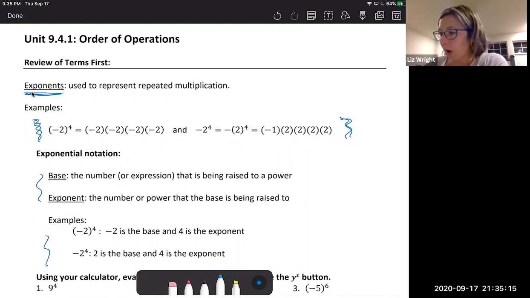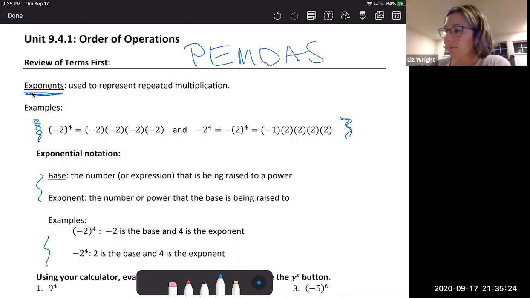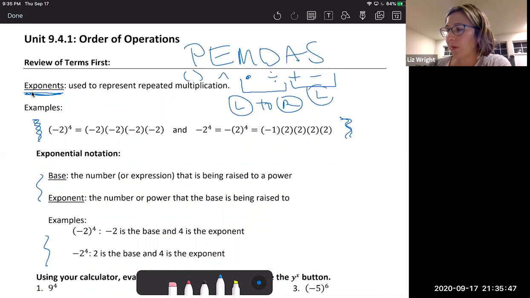So if you recall, order of operations, you probably grew up thinking about PEMDAS. I know that's how I was taught. P would be the parentheses, E was for the exponents, multiplication, and then division, addition, subtraction. Something I want to point out is that multiplication and division, you are always going to do from left to right in the expression. And same thing with addition and subtraction. So you're going to go from left to right.